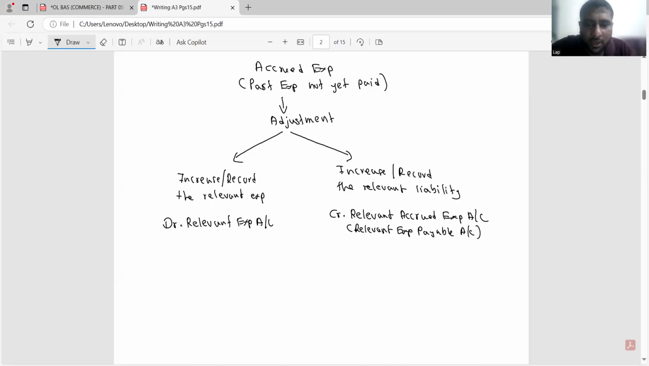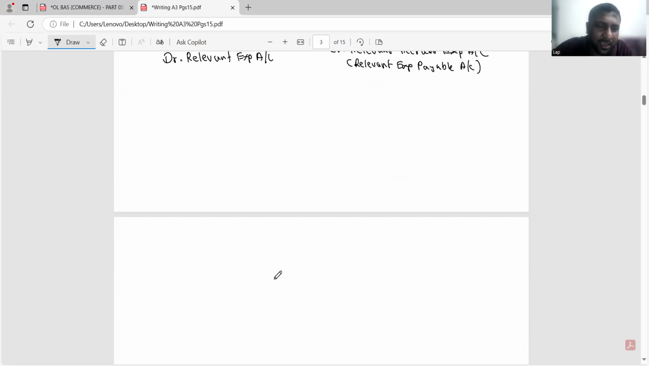So using this knowledge, now we'll attempt the next question. For the next question, I would say recording the journal entries only for the expense amount to be paid part is enough. Only that one. We don't have to do everything. Only the expense amount to be paid, which is the accrued expense part, because that's the learning that you should get.